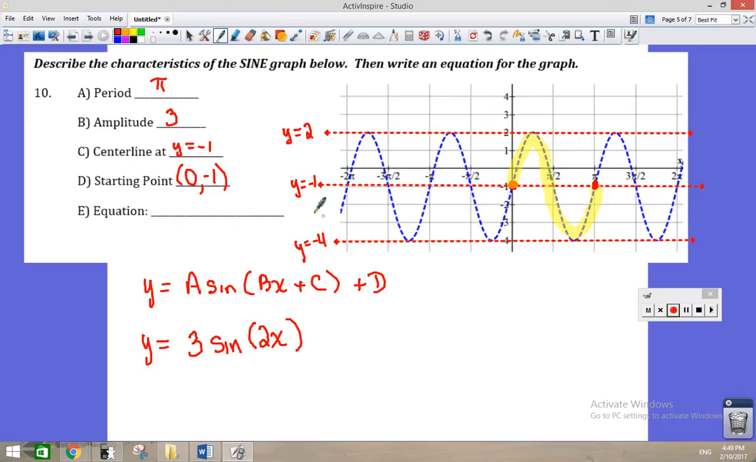All right, now I know my center line was -1. So there's my equation. y equals 3 times the sine of the quantity 2x, minus 1. So if you were to go to graph that on that Desmos graphing calculator, make sure you close off that parenthesis. Don't include that -1 in that argument.